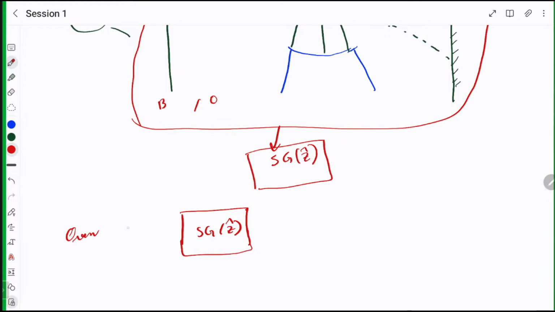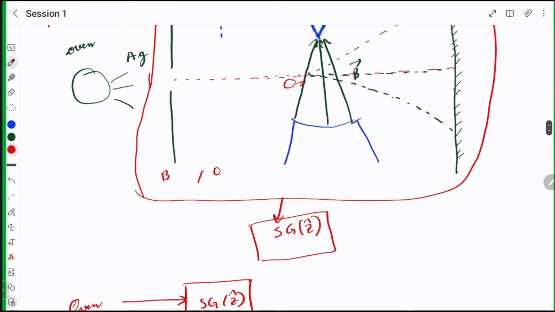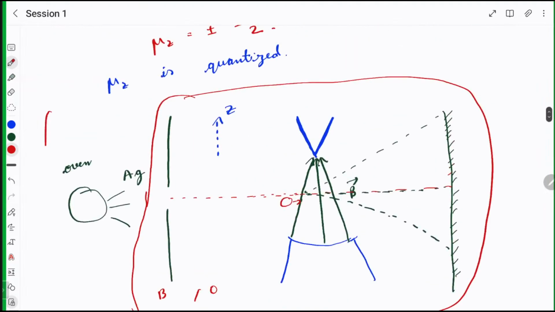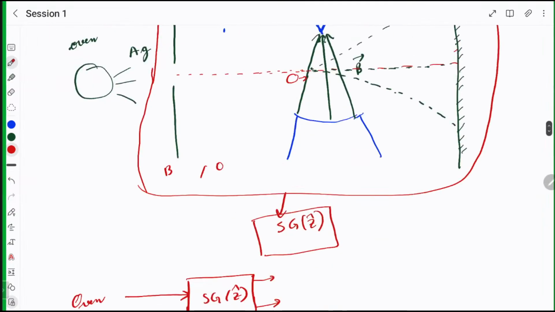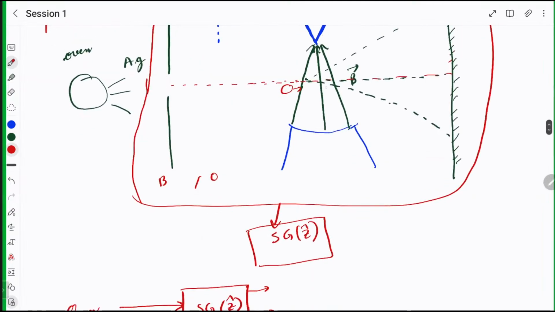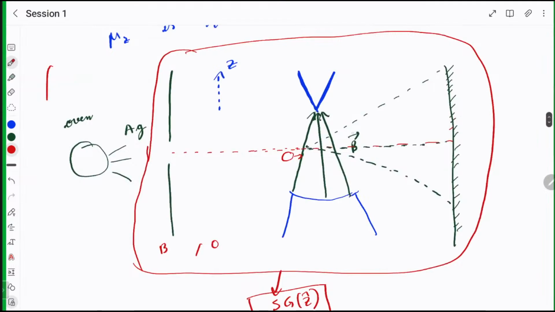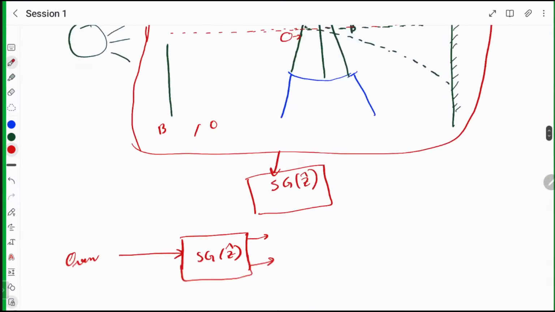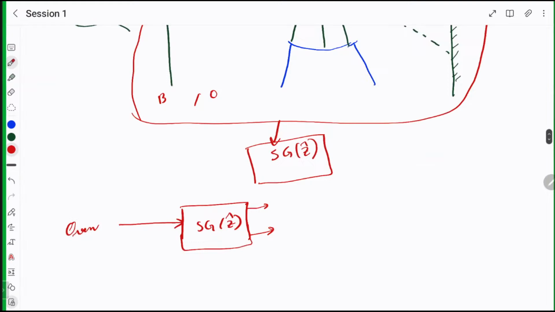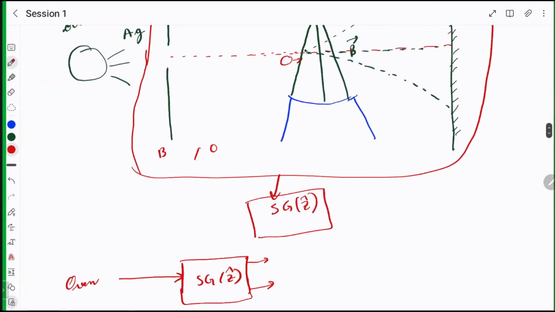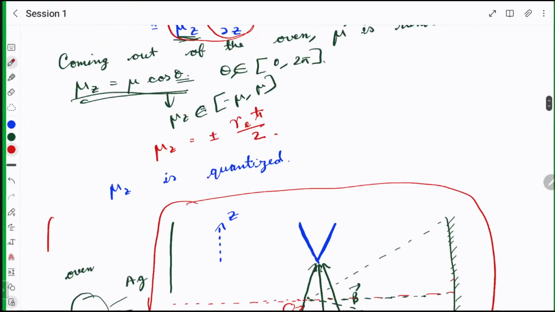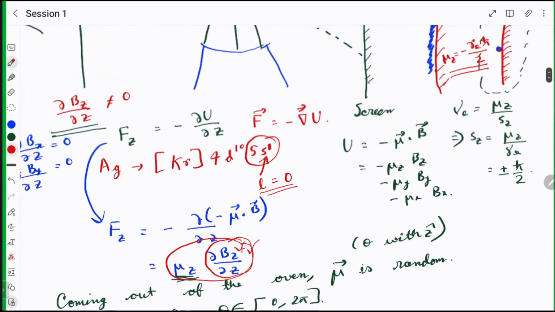We have the oven here, the beam coming here, and since we have seen that mu z can have only two values, the box will have two possible outcomes. The atoms can go to either of the two places.